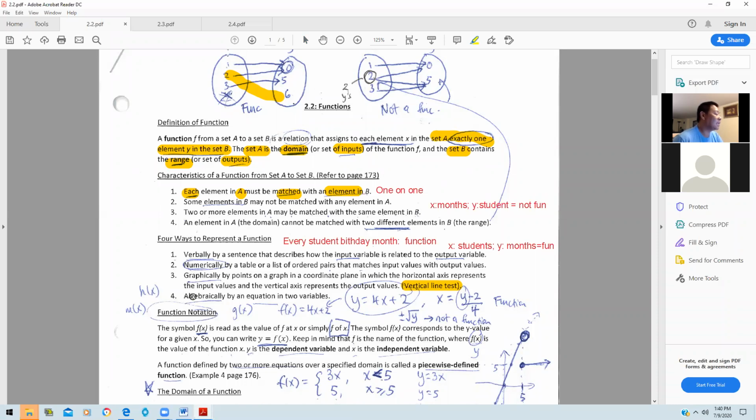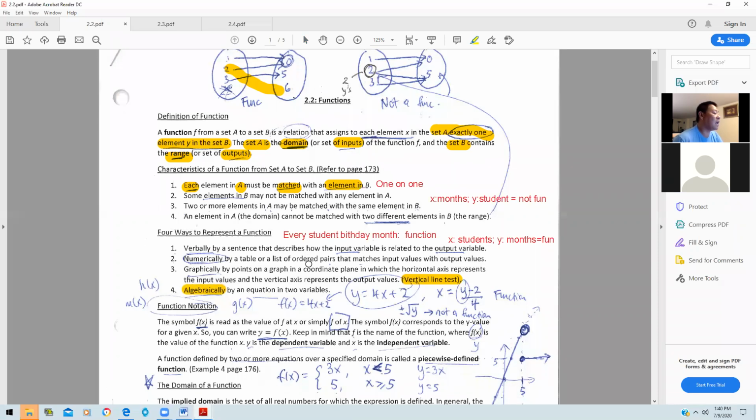And then the last thing is algebraically. So how do we know algebraically? You plug in an x number. Any x number that you plug in, if you only get one y answer, is considered a function. If you get 2 y answers, then it's not a function. For example, y equals 4x plus 2 is a function, because if you plug in any x number you want, like 1, you get 6. You only get one y answer, okay? So that's why this is considered a function.